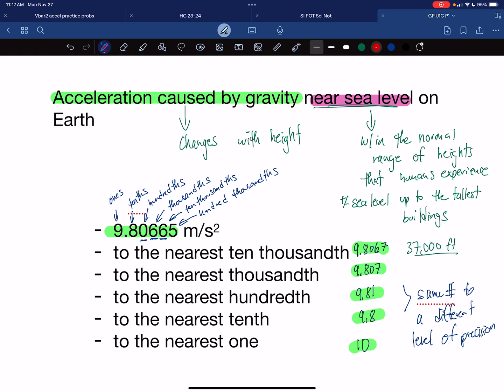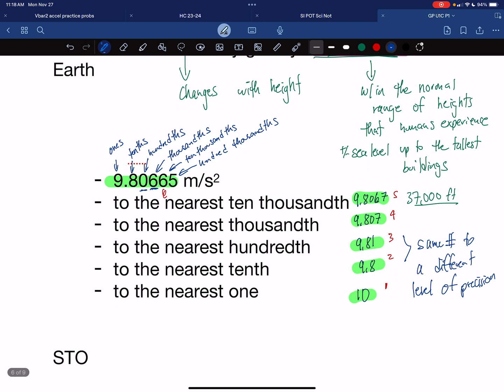If we look at this one up here, we would say there are 6 significant digits. And here we would say there are 5 significant digits, and here there are 4, and here there are 3, and here there are 2, and here we would say there is 1 significant digit. And really then the right way to express it is 1 times 10 to the 1. And when we only have 1 digit, we use it to make estimates.